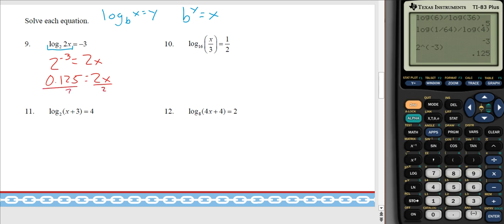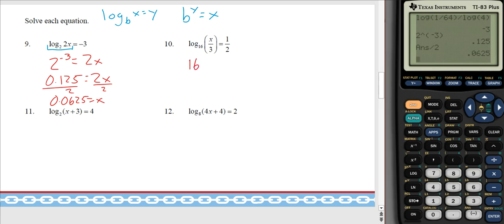Now we're just going to use our basic algebra. Divide out the 2. You could use the calculator for that, but it would be 0.0625. If you don't believe me, right there it is. So that's going to be our strategy for these 4: changing the form and then seeing if we can solve.